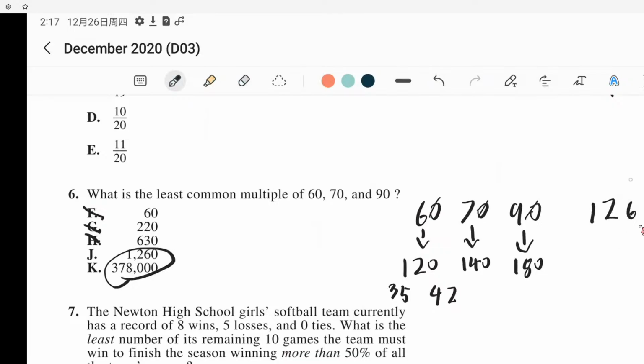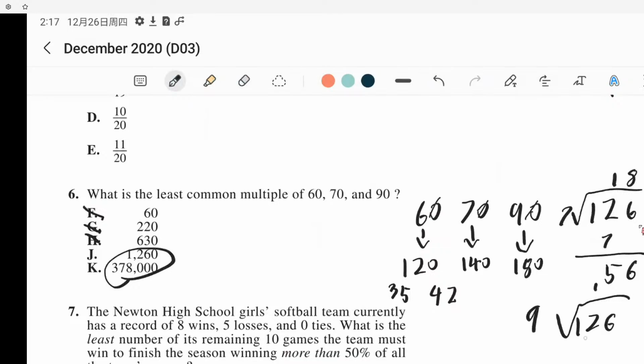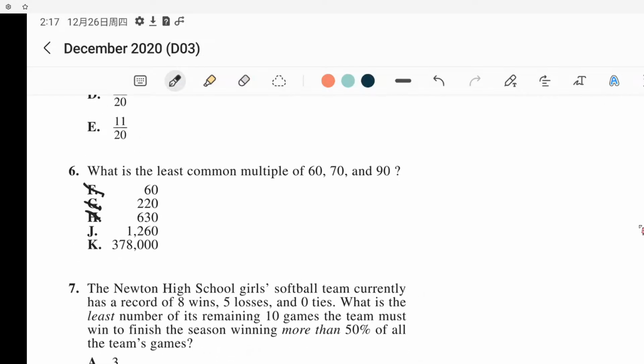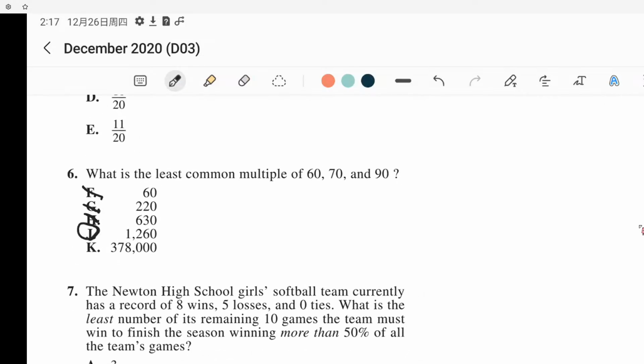So consider 126. This is divisible by 6. Is it divisible by 7? Let's try it. 56, so 18. It is divisible by 7. Is it divisible by 9? It is indeed divisible by 9. And we do not need to consider the last answer because it asks for the least common multiple, and if k is divisible by all three numbers but it's greater than j, so therefore we know the answer must be j.